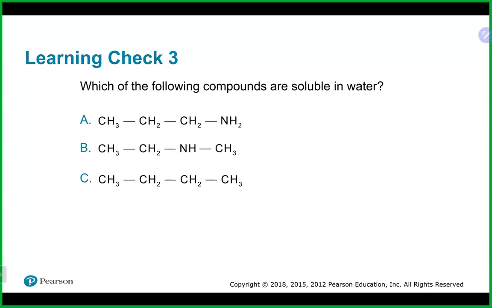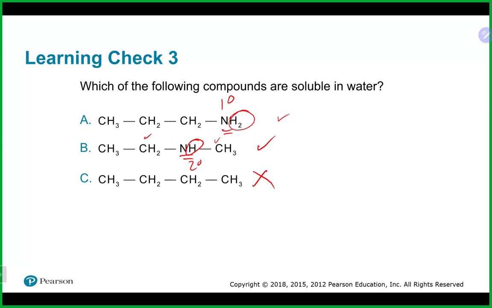All right, so the first one's an amine. As we see the functional group there, it is a primary amine. It's got a couple of hydrogens, so that is going to be good to hydrogen bond with water. Here we also have an amine. This is a secondary amine as it's attached to a couple of carbons, but it still has a hydrogen. So that one should be good as well.